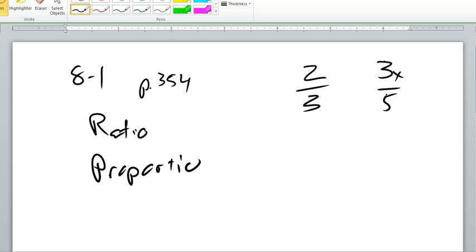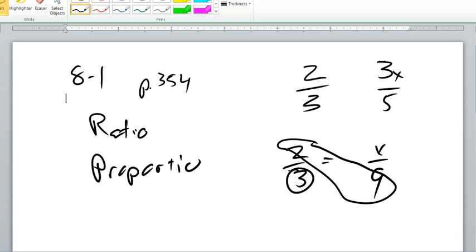Those are ratios. When you set them equal to each other or set them equal to something, then they become a proportion. So let's say we had 2/3 equals x over 9. That would be a proportion because you have two ratios set equal to each other. And then to solve them, you cross multiply and then divide by the number left over. So 2 times 9 is 18. Divide by 3 is 6. The answer to that proportion is 6. So x is equal to 6.